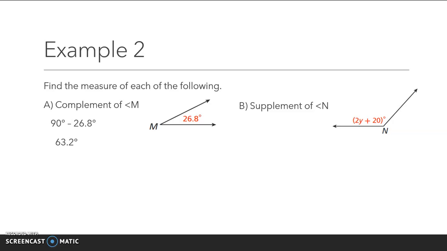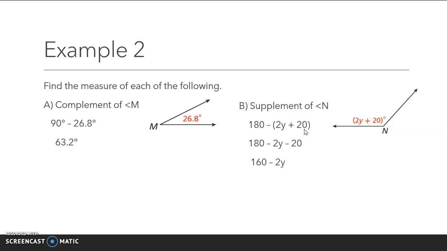For part A, I knew that to find the complement of this angle, I would just need to do 90 degrees minus the measure they gave, and that comes out to 63.2 degrees. Now, in part B, we had to do something similar, but we have to be careful because it's an expression. So take a look at what I did. It asked for a supplement, so I used 180, and I subtracted the measurement that they gave in that angle.